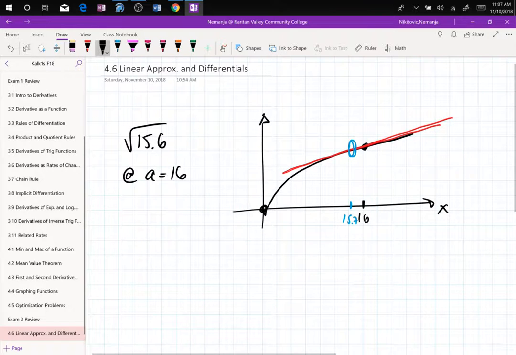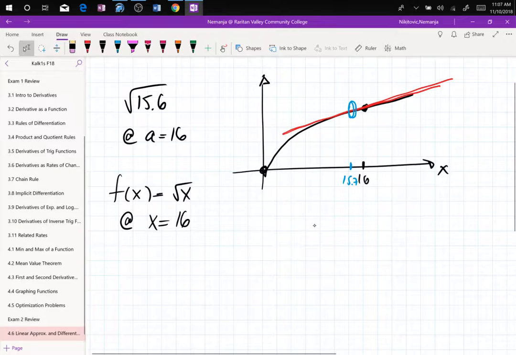So we have now the method. We know what we need to do. We need to compute the tangent line at the nice value and then compute our number in the tangent line. And that would give us a good approximation. Well, let's see. What is my function? My function is the square root of x because it's the square root of 15.6. So we're good there. And we want to find that tangent line at x equals a, which is 16.